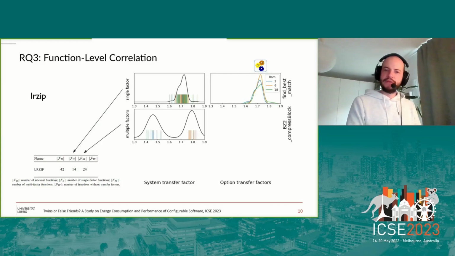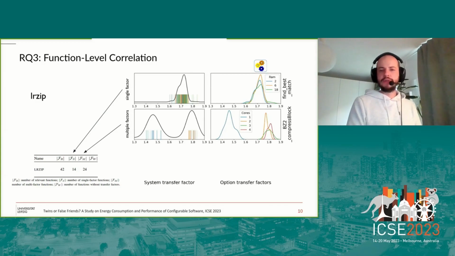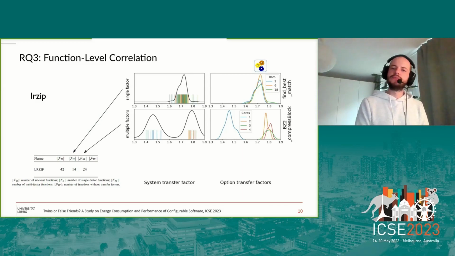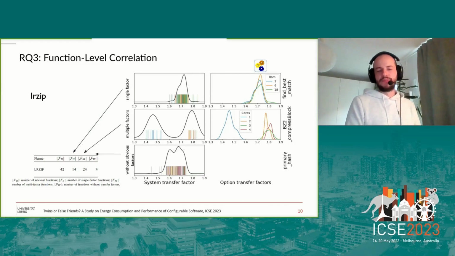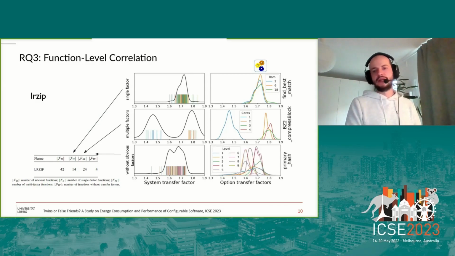But we also have something like this in the block compressed block method. We have here multiple factors, and if we turn on the configuration options, then we see that there is a difference for these factors if we use single cores or single threading and multi-threading for this method. And we also have more difficult examples where we have such complicated distributions. And if we divide them into these options, then the picture gets clearer. But we also have values for this configuration option level that are not that certain. So we decided to define those methods as ones that cannot be modeled as easily as the others.